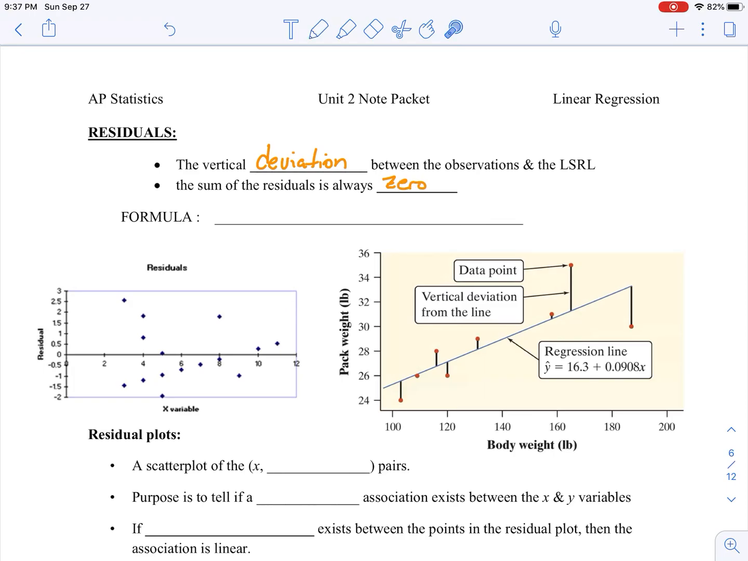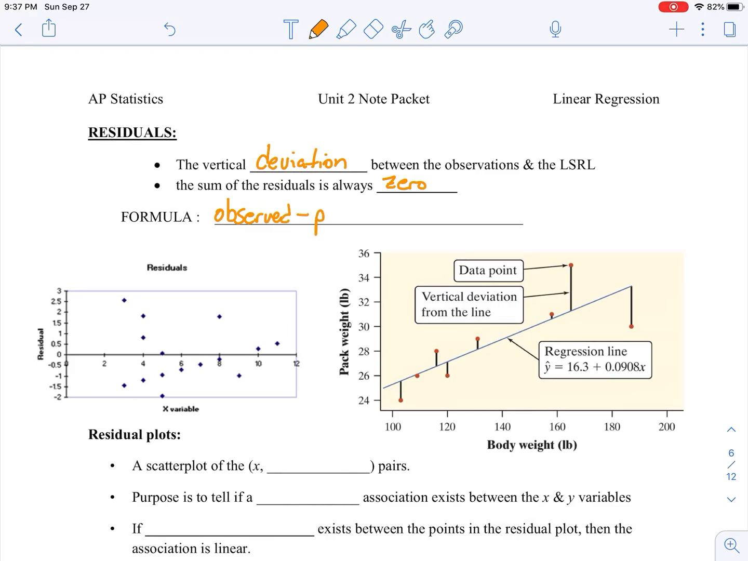So let's go look at this line. What we have is a prediction line. That line is going to be the predicted value. The data point then is going to be considered the observed value. So what we're figuring out is this vertical deviation from what we observed versus what we predicted. So if we had to come back to an equation here, it is going to be observed minus predicted.